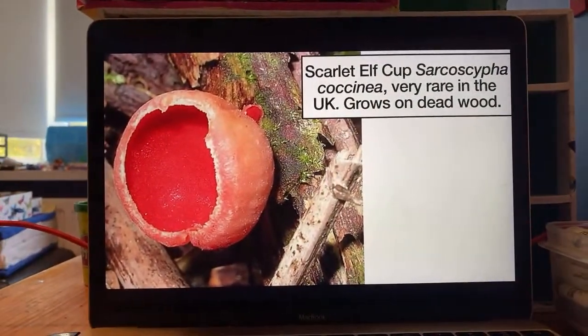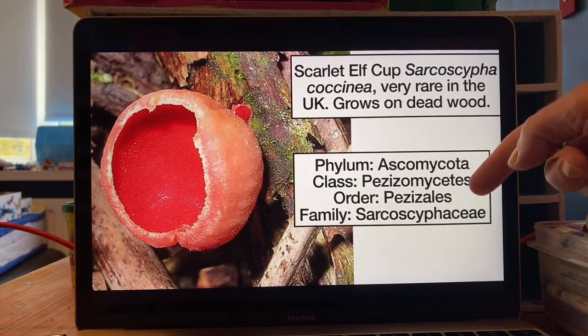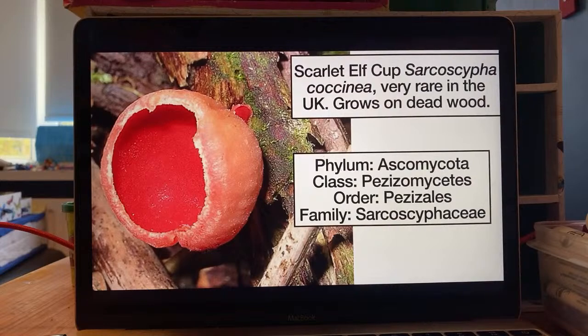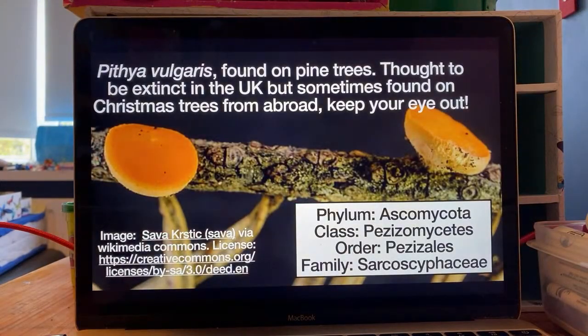So do you remember right at the beginning, we looked at these gorgeous cup fungi, the scarlet elf cup, and I showed you what phylum and class and order and family it was in. Did you notice that the next one that I showed you was in exactly the same phylum and class and order and family? So I thought, oh, brilliant. I wonder what they've got in common. I'll look up what they've got in common. You know, like all the animals in Carnivora all eat other animals. So I'll have a look and see what the order Pezizales means, because that'll be interesting.